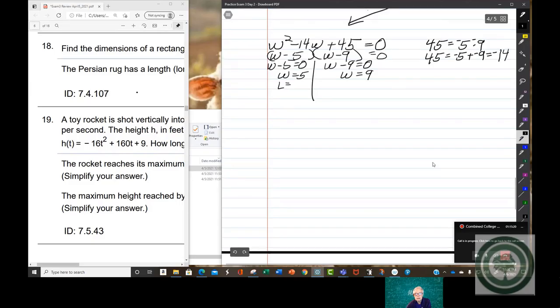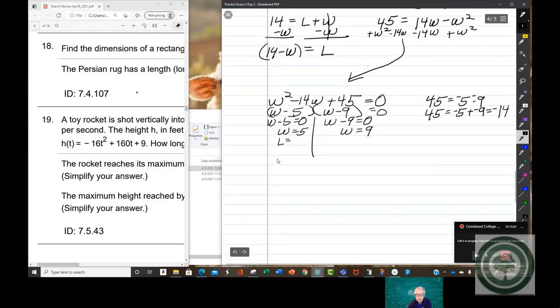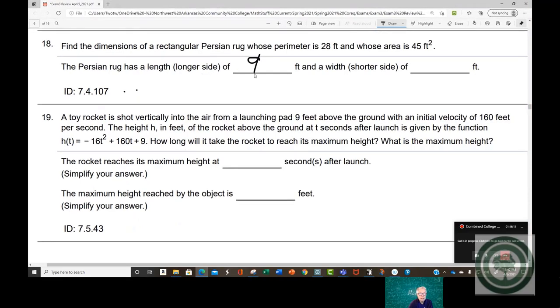And so, if W equals 5, then L equals 14 minus W, so 14 minus 5, so L equals 9. Over here, if W equals 9, then L equals 14 minus 9, so L equals 5. The length has to be longer than the width, that's why it's called the length. So we have to go with L equals 9 and W equals 5.